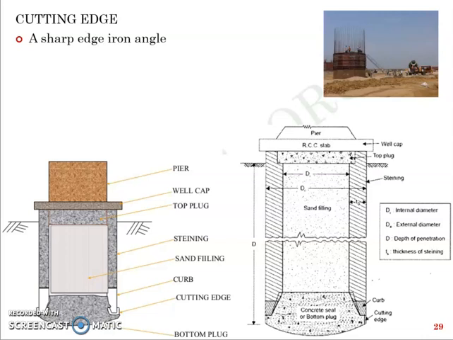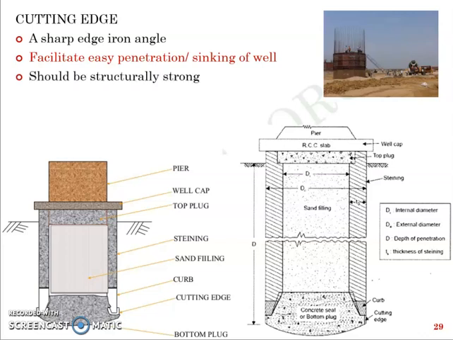You have the cutting edge placed over the sand layer, and you are kind of jacking the cutting edge deeper and deeper into the soil and simultaneously constructing the well upward. So it's kind of jacking in the entire structure into the soil. So that process is called a sinking of the well. So the cutting edge's role is to enable the easy penetration or the sinking of the well. And for the same reason, it should be structurally strong.